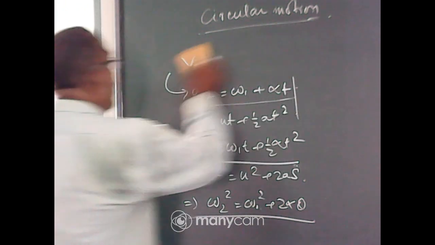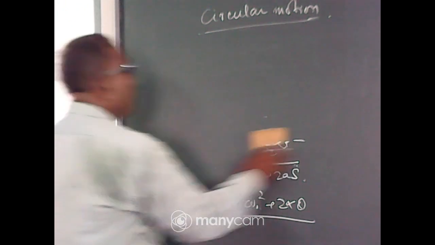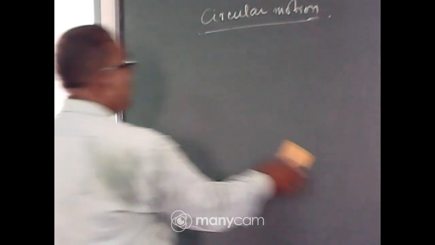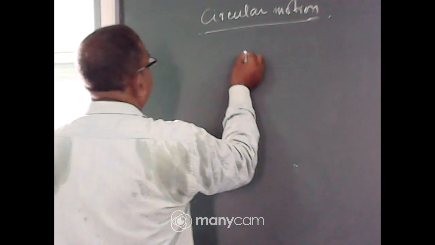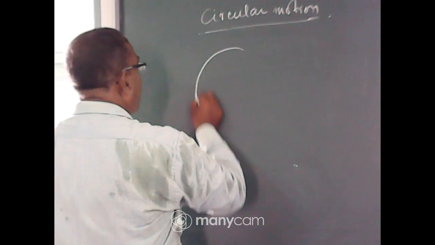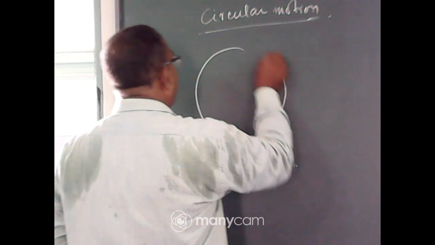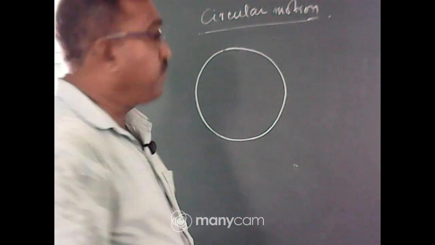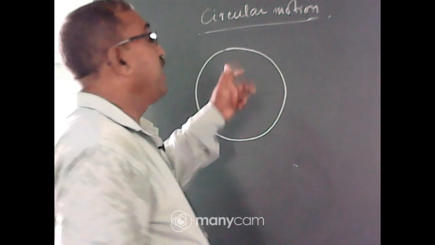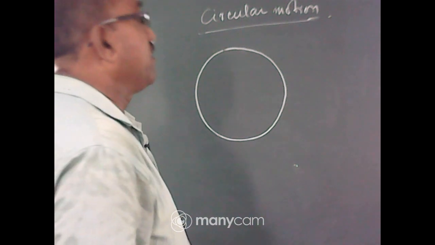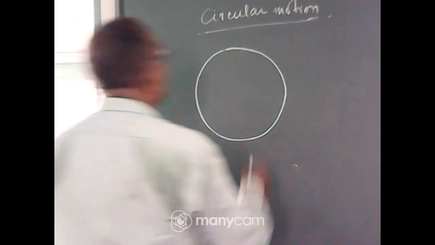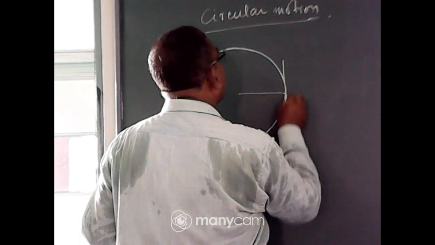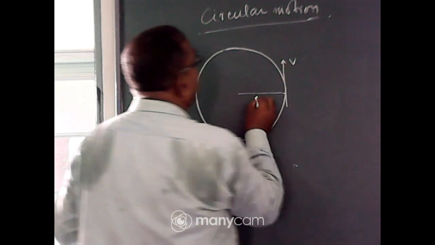So when an object moves with an angular velocity omega in a circular path, you see the centripetal force and centrifugal force. So how can we calculate it? Suppose you consider an object of mass m moving in a circular path with angular velocity omega and linear velocity v. This is v, this is the r.